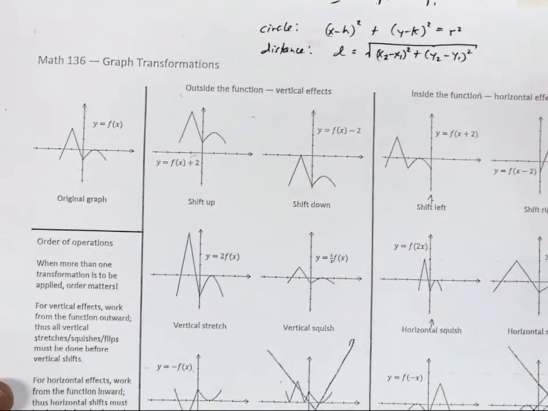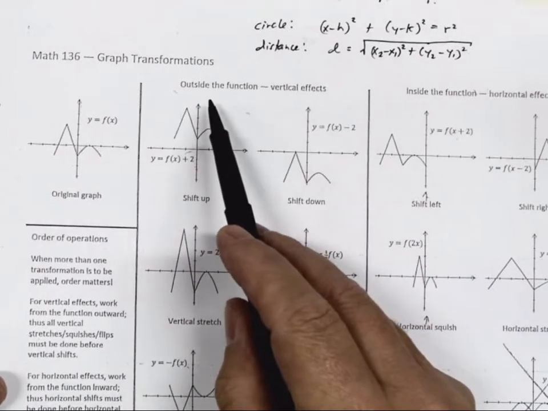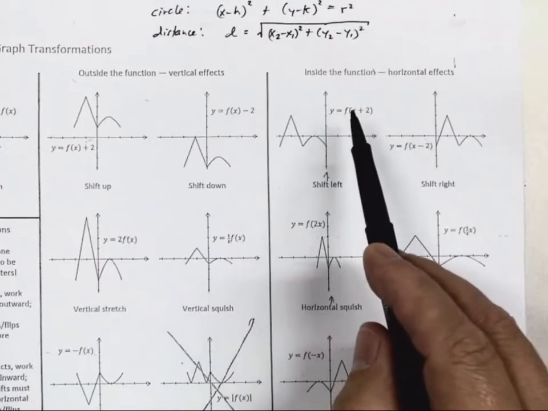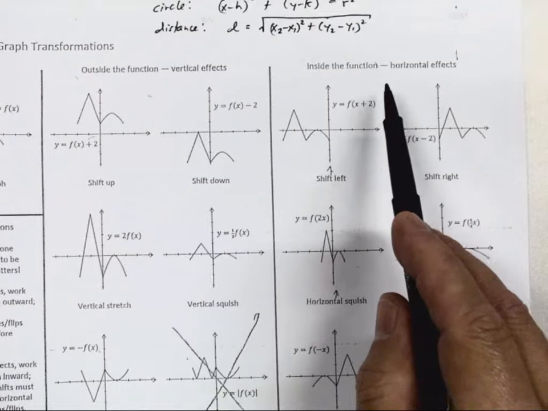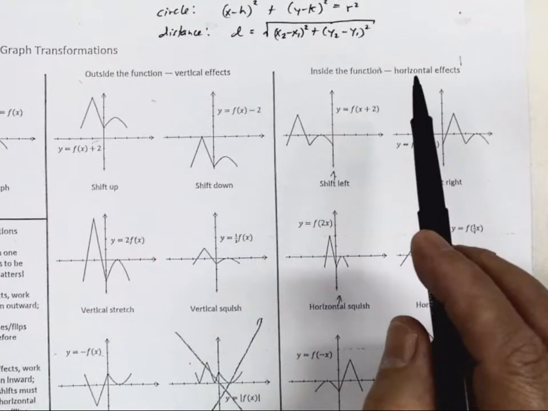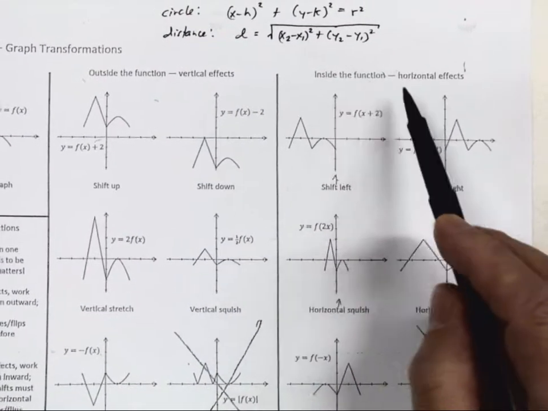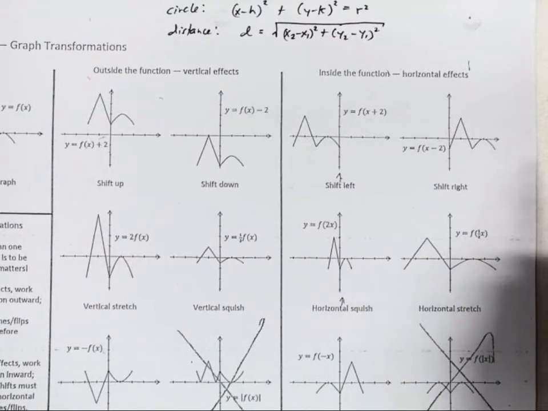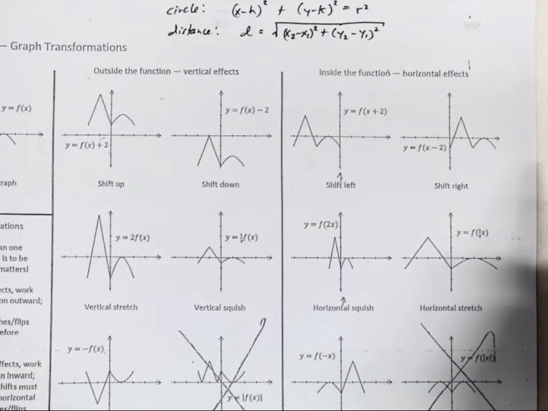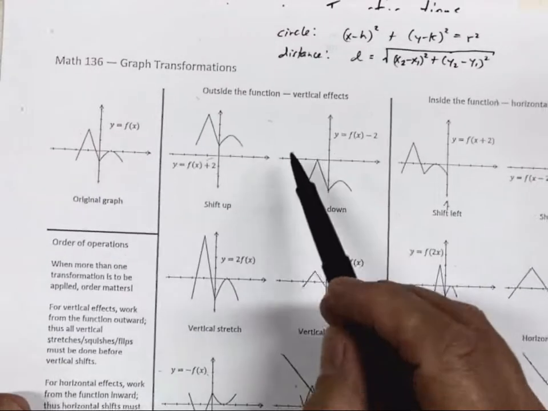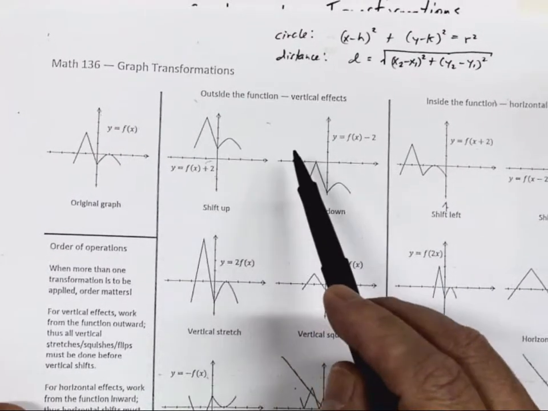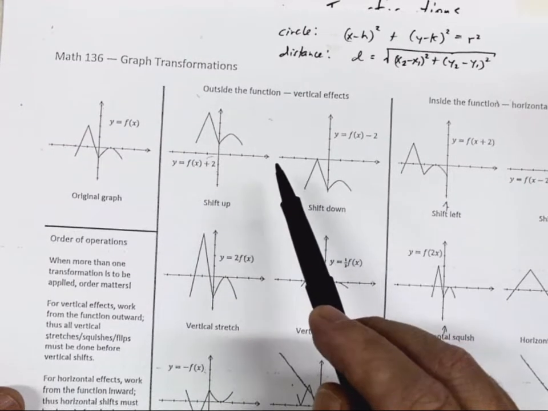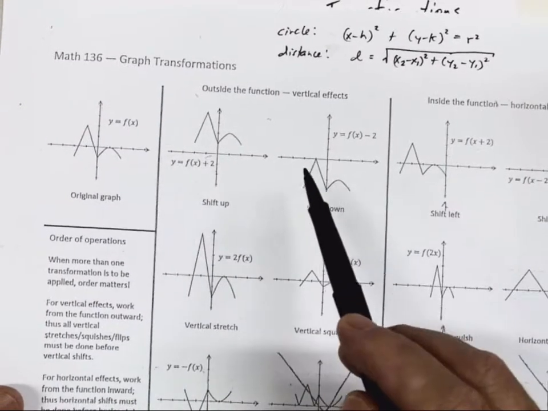And then they have 2 sections. The left-hand side is called outside the function, and the right-hand side is called inside the function. Inside the function means all the things you do that directly affect or change the variable x. Outside the function does not affect x directly, but indirectly you're doing stuff to the whole function.